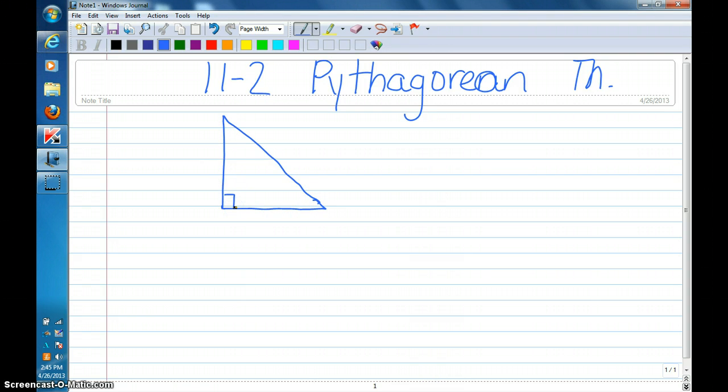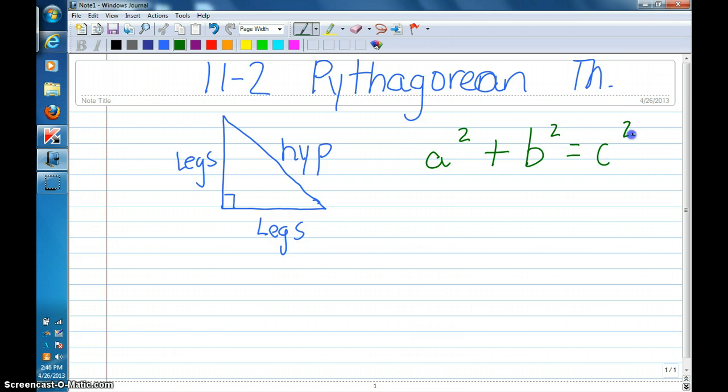The two sides both touching the right angle are called legs, and the one opposite the right angle is the hypotenuse. The formula we're going to be using today is a squared plus b squared is equal to c squared. A and b are both the legs, and c is always the hypotenuse. It doesn't matter which one a and b are, they can be flipped around.